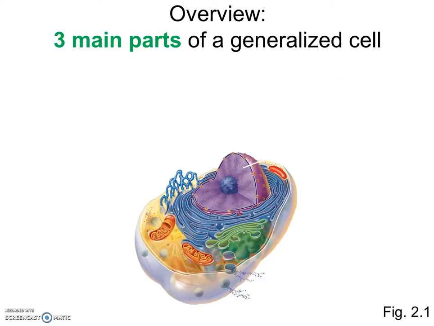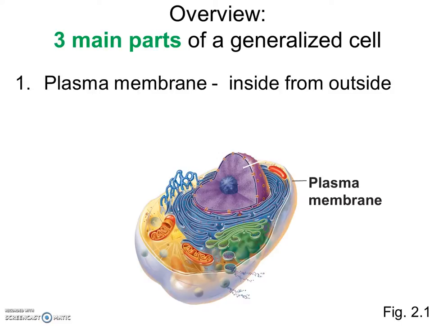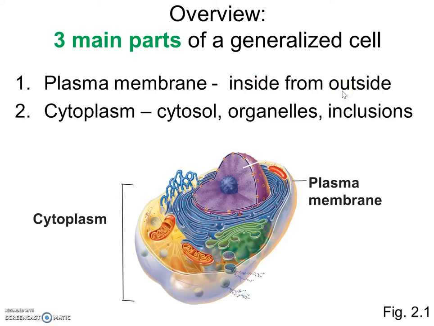So now we're going to review the 3 main parts of a generalized cell. You've probably seen this before in your basic biology class. So recall, every normal cell has a plasma membrane, which you can see right here, going around the cell. And its job is to basically separate the inside of the cell from the outside of the cell. Next, you have the cytoplasm. The cytoplasm is everything inside the plasma membrane. So this whole area inside is the cytoplasm.